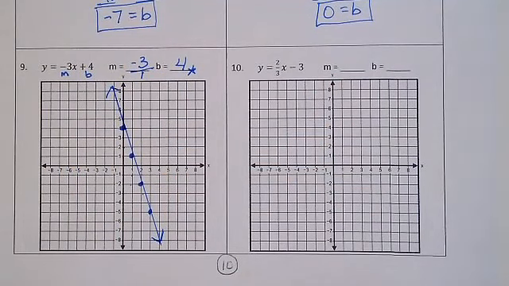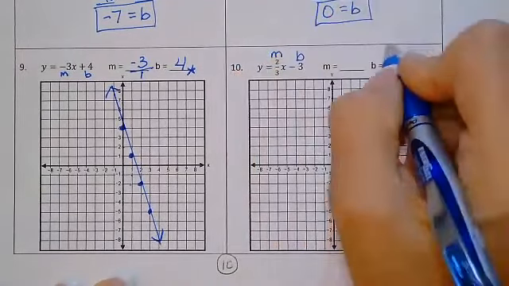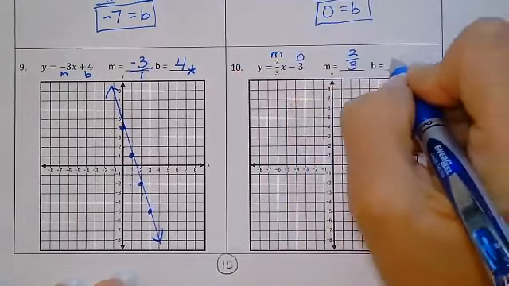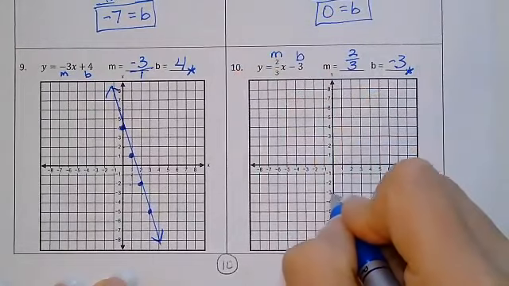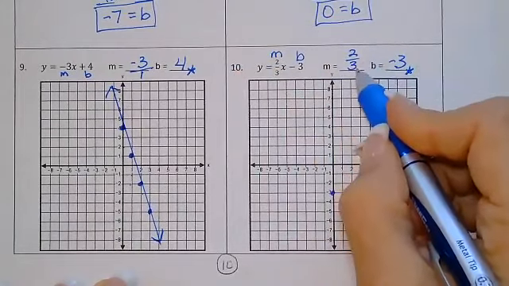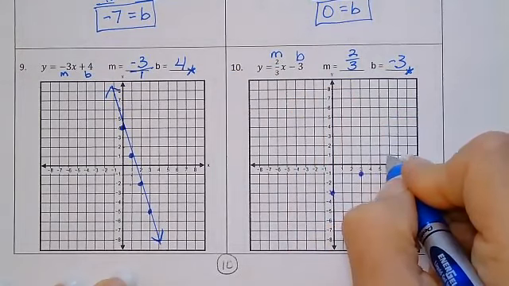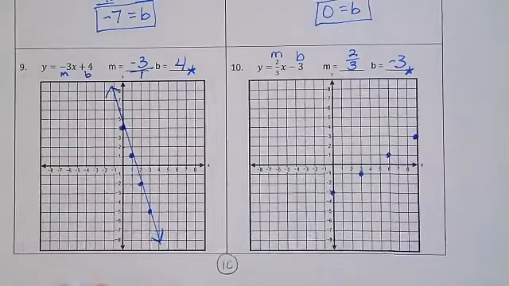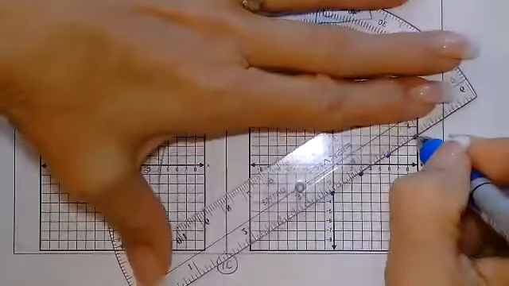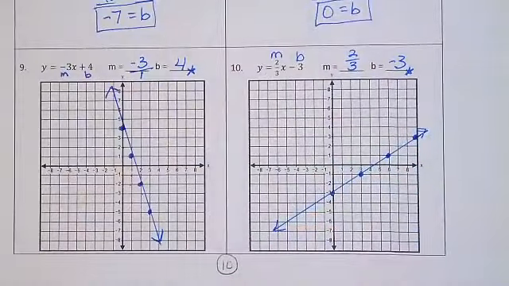Okay, number 10. So this is my slope and this is my y-intercept. So slope is 2/3 and the y-intercept is -3. So we start at -3. Rise over run. So I'm going to rise 2, run 3. Rise 2, run 3. Rise 2, run 3. Okay. And that is number 10.